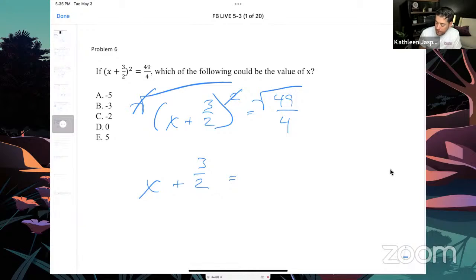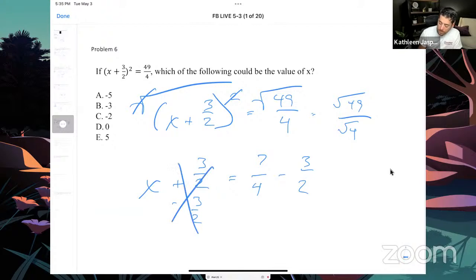So let's just take this. When I square root this, it's the same as saying the square root of 49 over the square root of 4, which is going to be 7 over 2. Okay. So now let's solve for x. So if I subtract 3 over 2, subtract 3 over 2, I will get, oh, I forgot, that said 2. Cancel out. This is going to turn into a 4, which means this is going to turn into a, what did I do here?